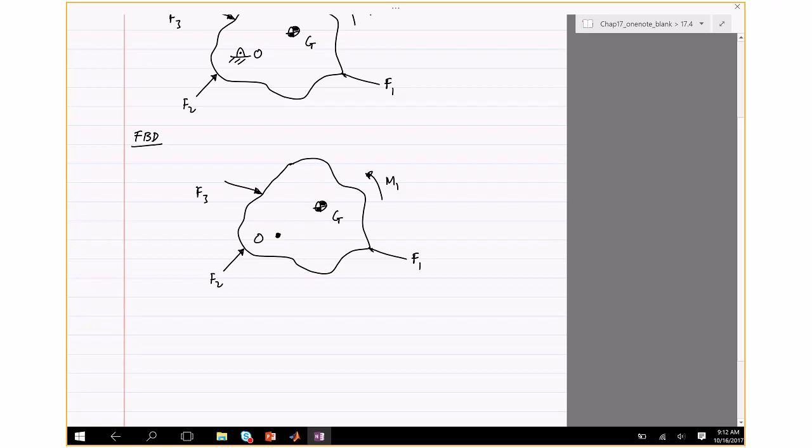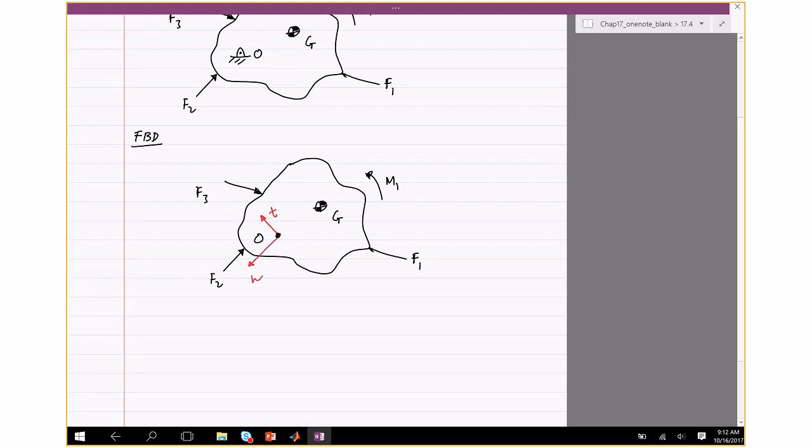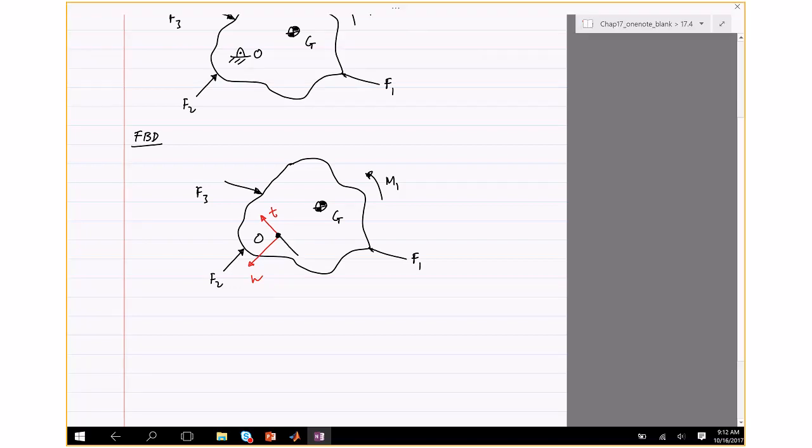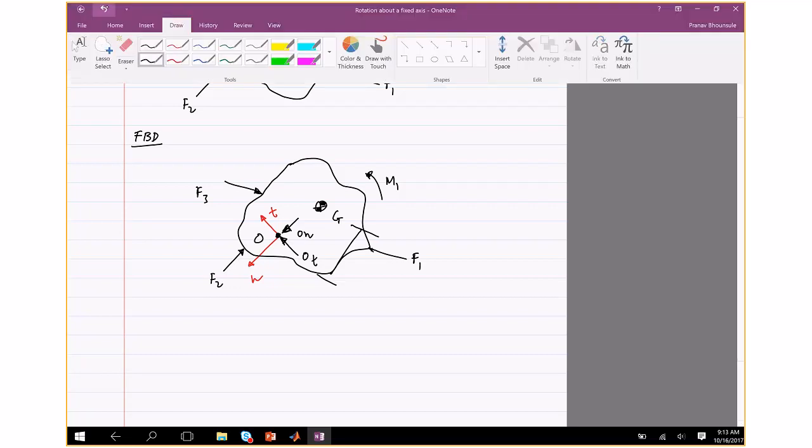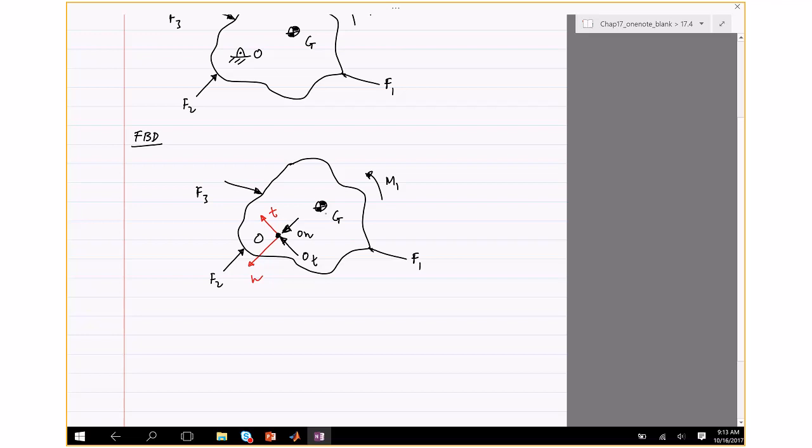I'm going to put it at O because let's assume that to be the origin. You can choose the origin wherever you like, right? Most times it makes sense to put it at O. So I'm going to draw this right here, T, N, and put the forces. OT is the force in the tangential direction. ON is the force due to the pin joint in the normal direction. And let's say that this distance is RG.